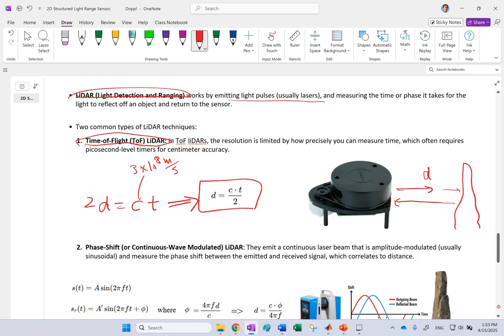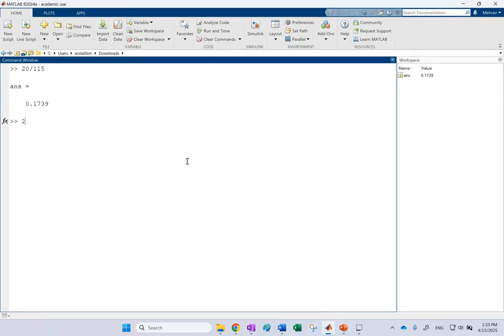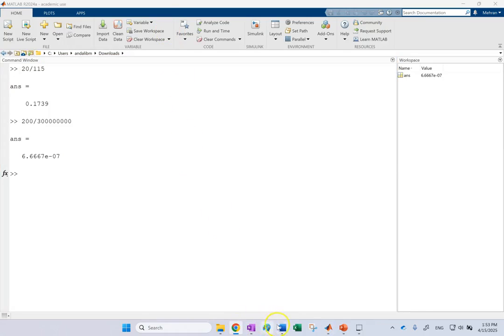So if you're looking at, for instance, an object that is like 100 meters away, then the time that you expect it to go and come back based on this formula is going to be 200 divided by 300 million. Okay, so let's see if my MATLAB is there. So 200 divided by 300 million, correct? And you see it's 6.6e-7. 6.6e-7.